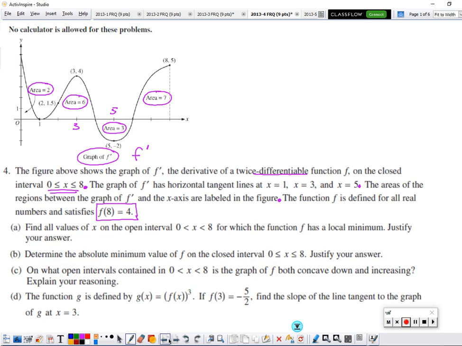Part B. All right, it says determine the absolute minimum, absolute is the key word, of f on the closed interval 0 to 8. So I remember the min-max theorem. F will be least at the beginning of F, the end of F, or any critical points of F. Oh, doesn't have any critical point, no, no, no, no. Sorry.